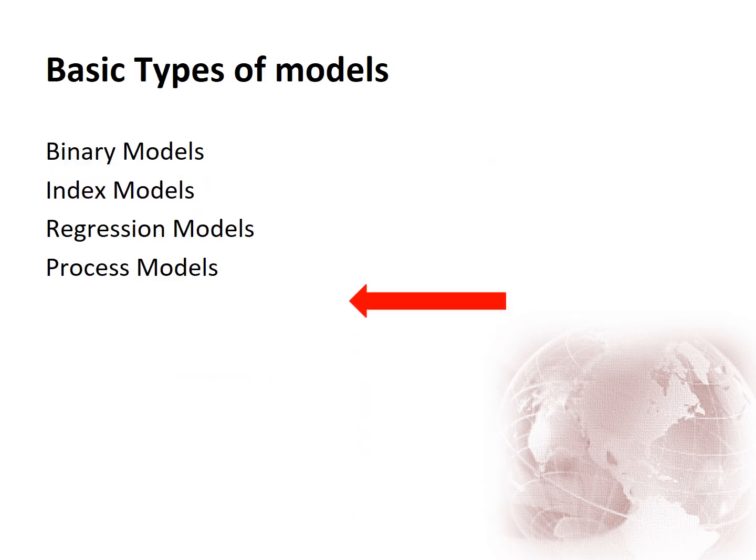Process models, not going to talk a whole lot about that, but if you can explain a binary model, an index model, and a little bit about a regression model, you're in pretty good shape. If you know what those three are, a process model is just something that we soup together out of those other three that mimics some natural process that we know and understand, and that we're trying to represent in terms of a model.